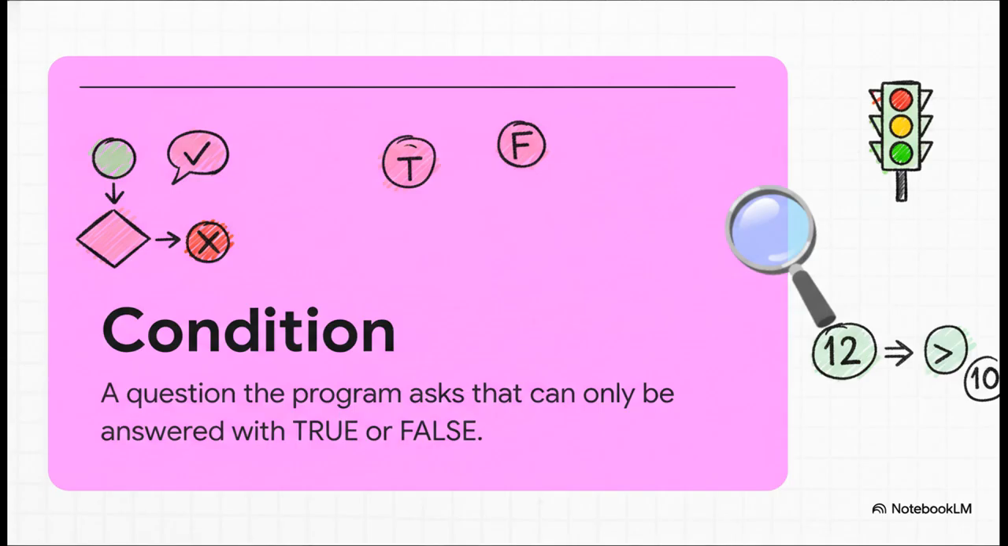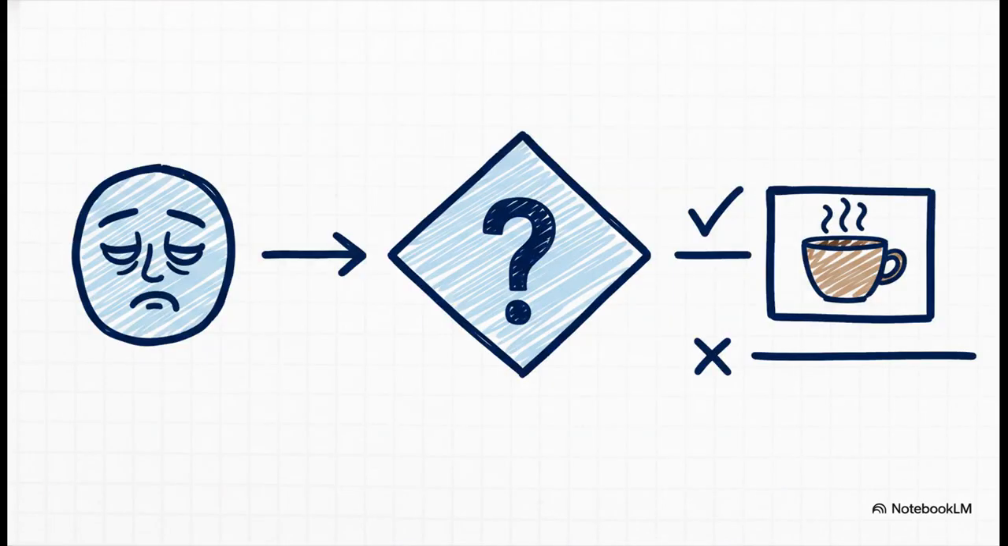Is the light green? True or false? Is the number bigger than 10? True or false? Let's look at a super relatable example here. Inside those parentheses, the code is asking a question. Hey, is the variable isTired equal to true? If the answer is yes, then, and only then, it runs the code inside the curly braces, which in this case is drinkCoffee. If isTired is false, the program just completely skips that block and moves right along.